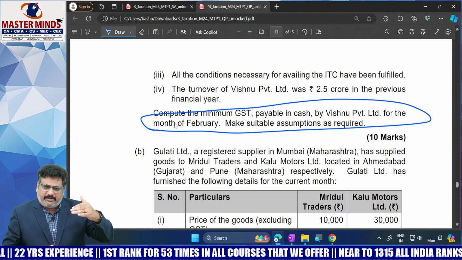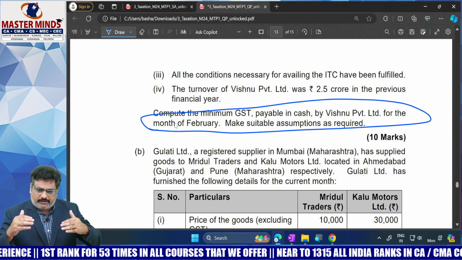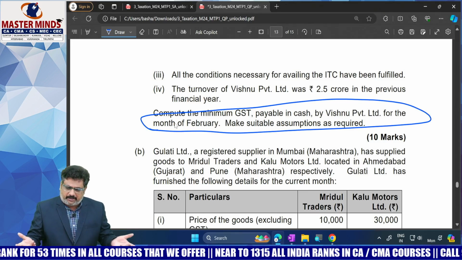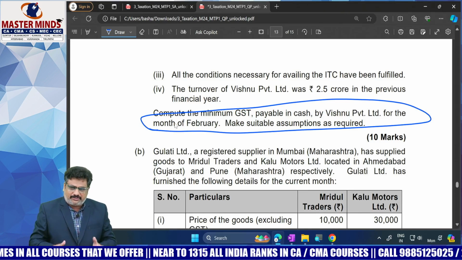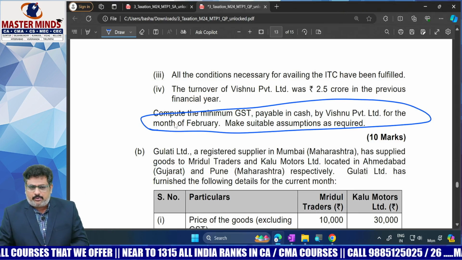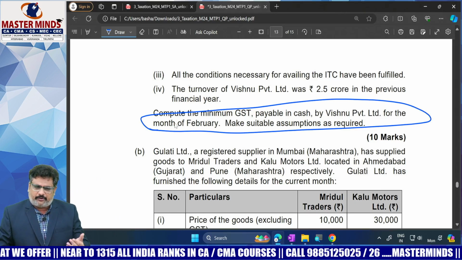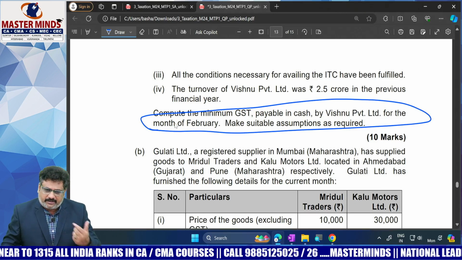Step 1, computation of output tax payable. Step 2, computation of ITC. Step 3, step 1 minus step 2, minimum GST payable in cash. As simple as that. You need to do the problem in such a manner. So, step 1, computation of output tax payable. Step 2, computation of ITC. Step 3, minimum GST payable, that is step 1 minus step 2.